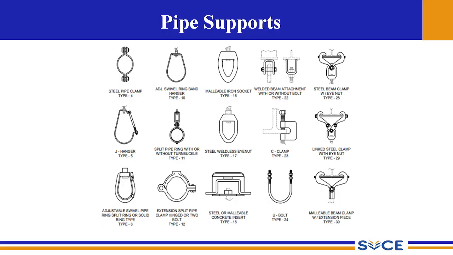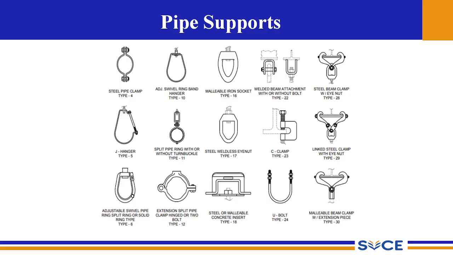The linked steel clamp also attaches to the bottom flange where the vertical rod is required to be centered on the structural shape. So it is also providing the same function as that of the type 28, but it may support greater loads compared to the type 28.